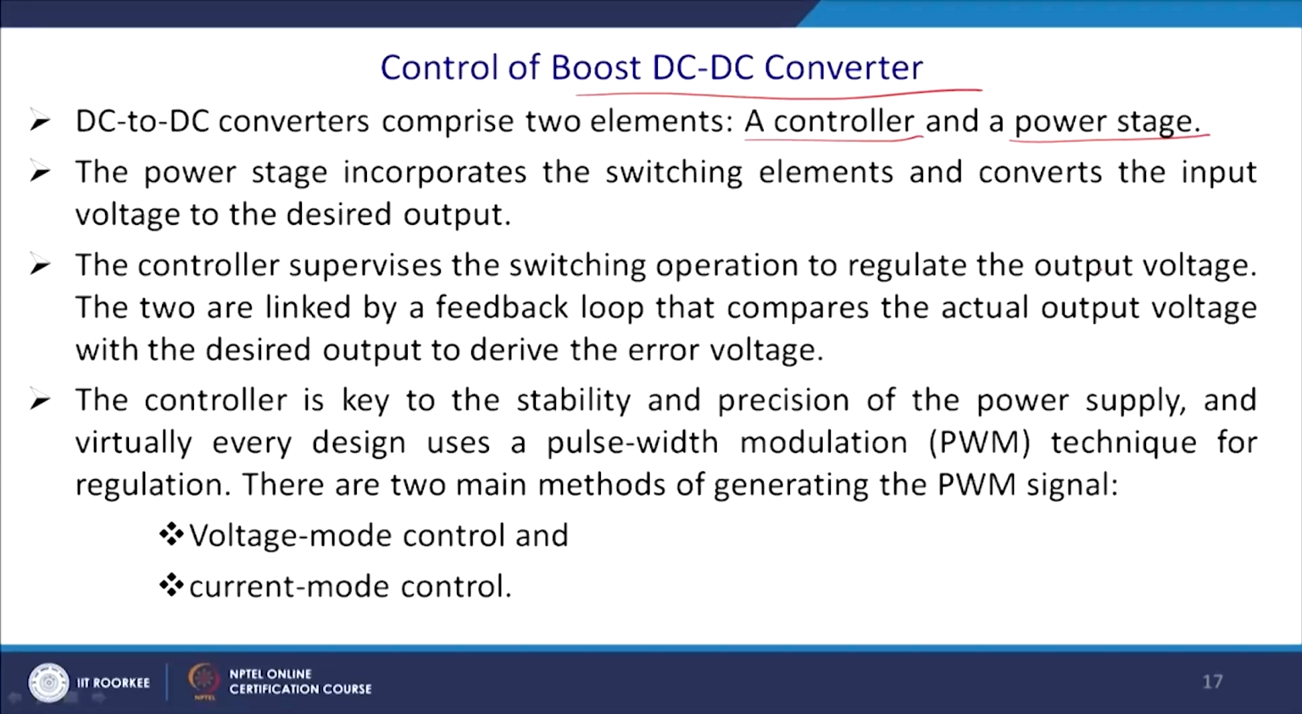The two are linked by the feedback loop that compares the actual output voltage with the desired output voltage to derive the error voltage. The controller is key to the stability and precision of the power supply, and virtually every design uses a pulse width modulation technique for regulation. There are two main methods of generating the PWM signal. One we shall discuss is voltage control mode, another is the current control mode.